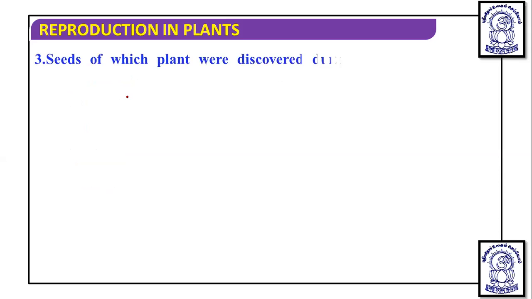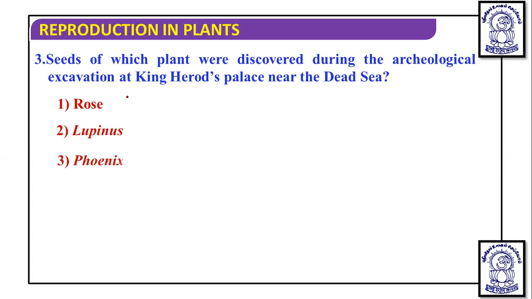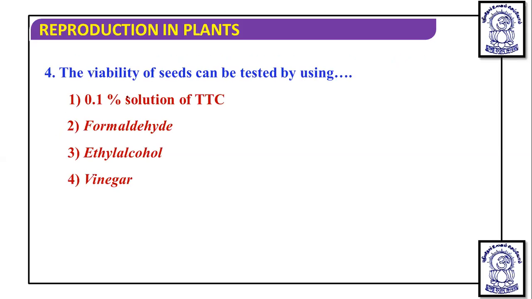Then the third question is: seeds of which plant were discovered during the archaeological excavation at King Herod's palace near the Dead Sea? Dear student, this also we studied just now, and you know that it is the seeds of 2,000-year-old Phoenix dactylifera, that is date palm. The next question is: the viability of seed can be tested by using? This also we have discussed, that is a 0.1% solution of TTC.